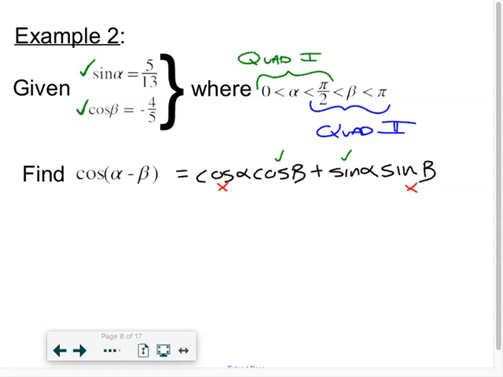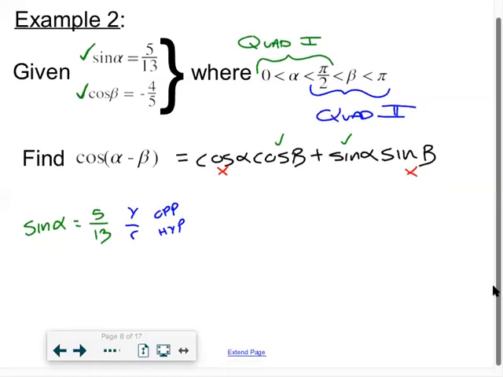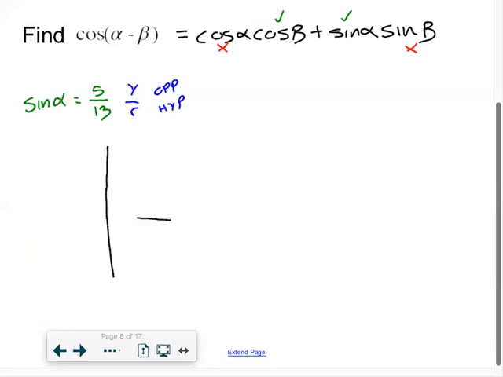So let's work with alpha first. Right now I know that sine of alpha is 5/13. Remember, sine measures your y over your r, or your opposite over your hypotenuse, depending on how you work with this information. So I'm going to sketch an angle in the first quadrant, an arbitrary angle that I'm going to label as alpha. I'm going to create a reference triangle for myself. And I know that the sine of alpha is 5/13, which means my hypotenuse or radius is 13 here, and my opposite or y value is 5.